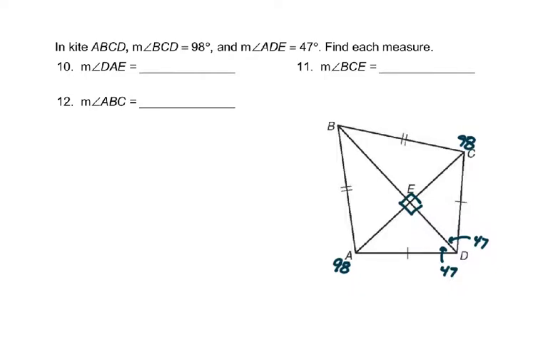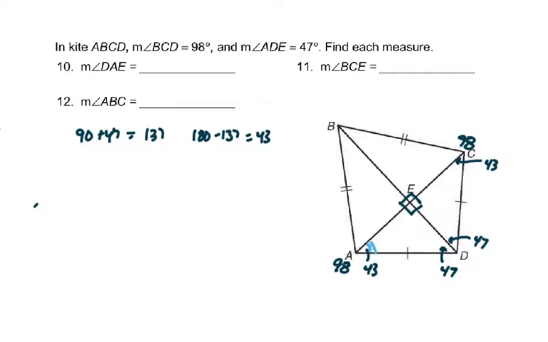So finding DAE is our first problem, and if I'm just looking at that triangle, I have 90 and I have 47, which is 137, and I can subtract that from 180 to get the missing angle, because the insides of triangles add up to 180. So I've got 43 right there, and I can mirror it across the kite.